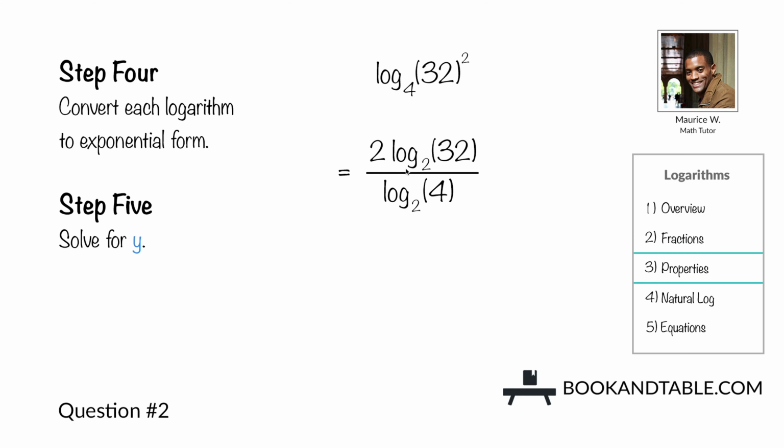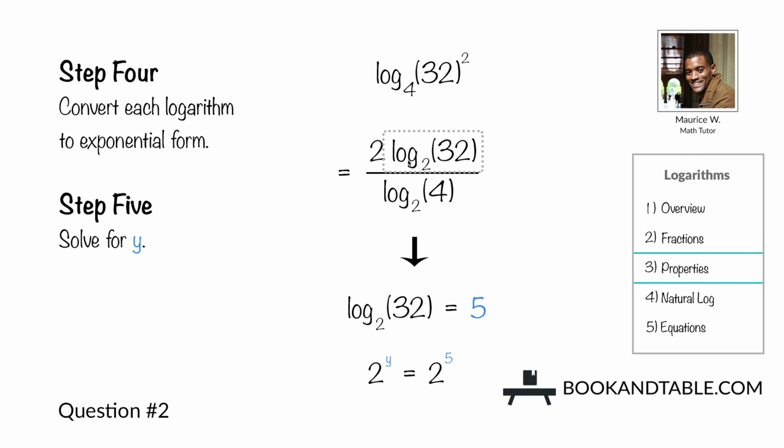And now we can convert each logarithm to exponential form to help us simplify both of these terms further. So we'll set this logarithm, log base 2 of 32, equal to y. And now we take our base 2, raise it to a power of y, and set that equal to the argument 32. So we have 2 raised to a power of y is equal to 32. And 32 is equivalent to 2 raised to a power of 5, allowing us to see that y is equal to 5, which means the log base 2 of 32 is equal to 5.